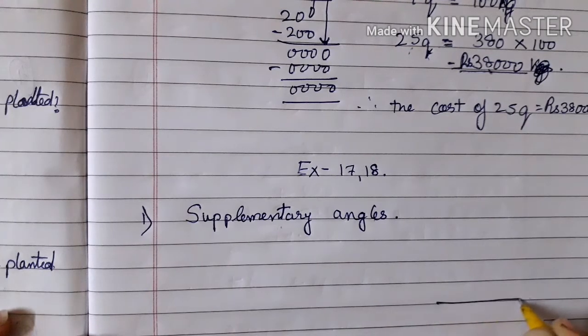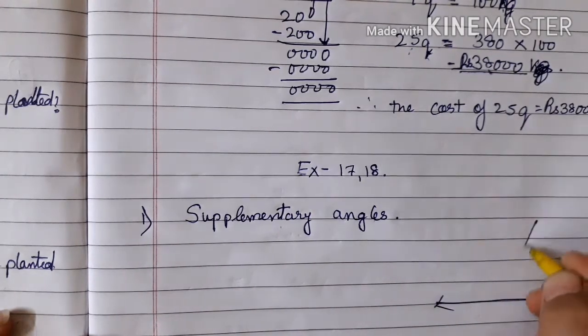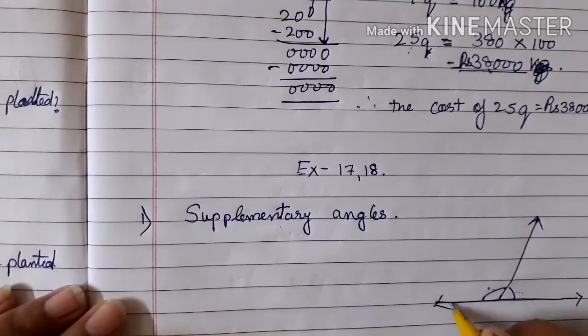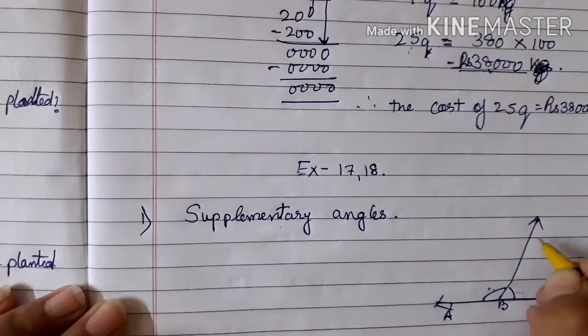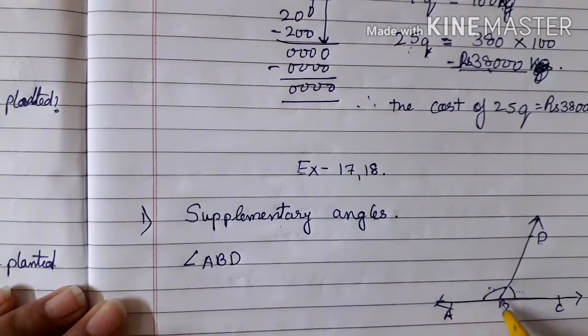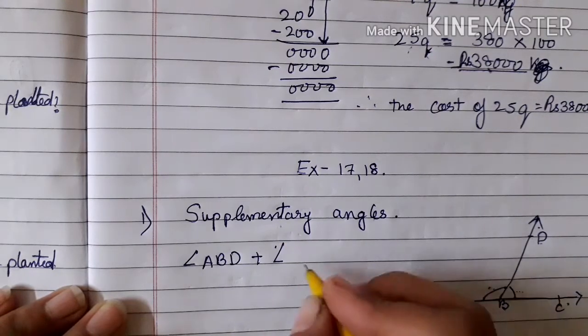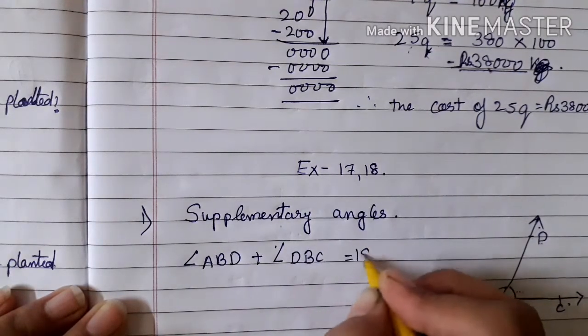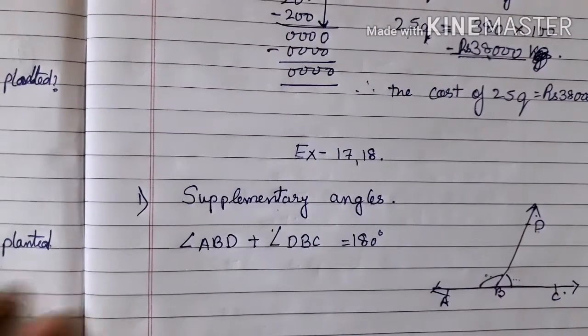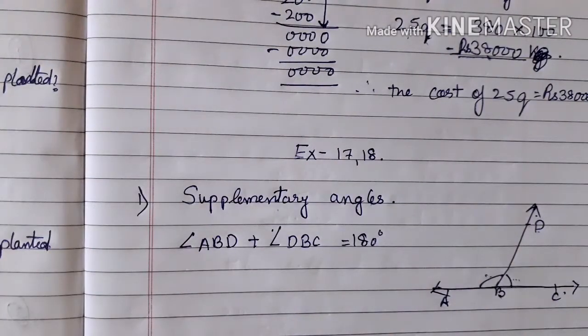Suppose this is an angle. When the sum of these two angles is 180, those angles are said to be supplementary angles. If we take an example of A, B, C and D, then angle ABD plus angle DBC, if it forms 180 degrees, then those angles are said to be supplementary angles. Okay, so we will see a few examples in order to clear our concept.